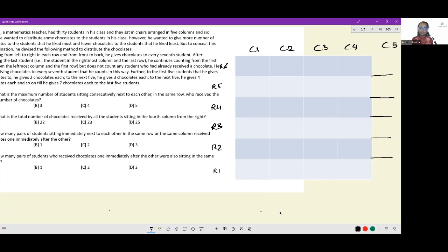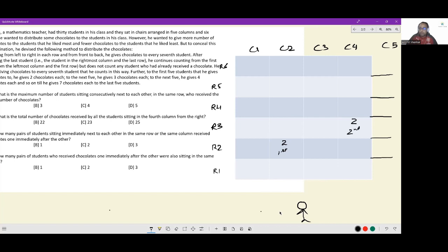Okay, column 5. Now, when this teacher, Jayant, is giving out chocolates, every 7th kid he gives chocolates to, and he starts from the leftmost column, the first seat. See, this is where the teacher will stand. This is where the leftmost column and everything will start. So 1, 2, 3, 4, 5, 6, 7. This fellow will get 2 chocolates and he is the first to receive chocolates. 1, 2, 3, 4, 5, 6, 7. 2 chocolates, second fellow to receive it.